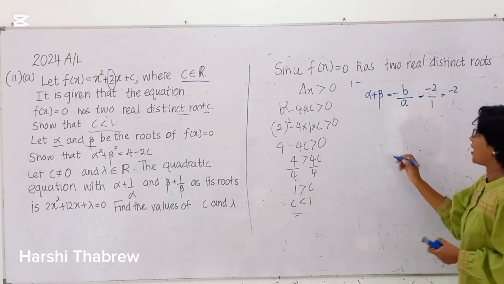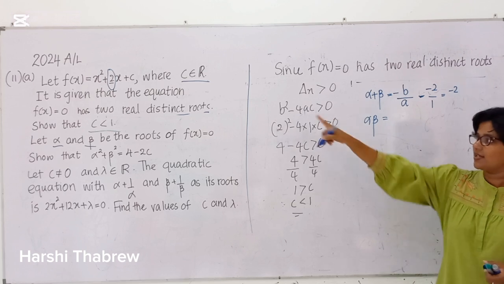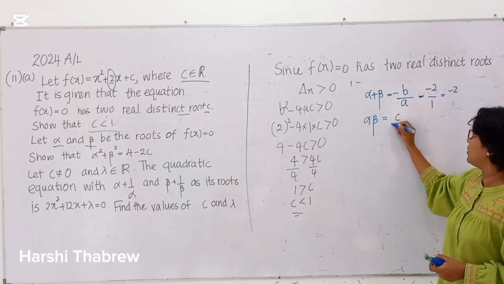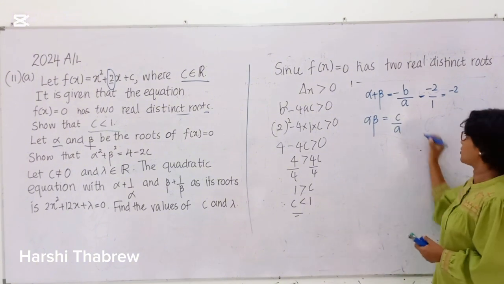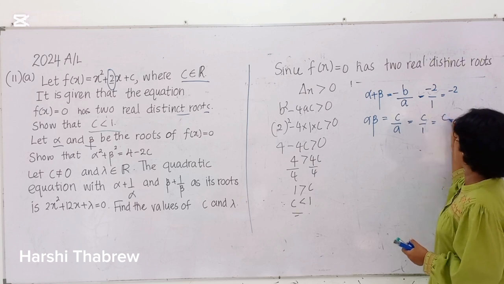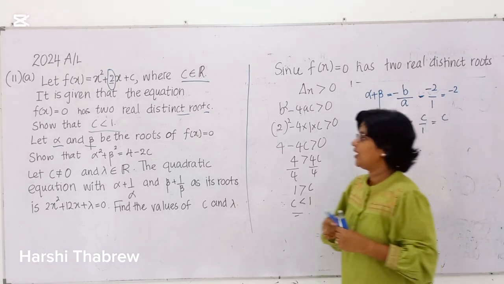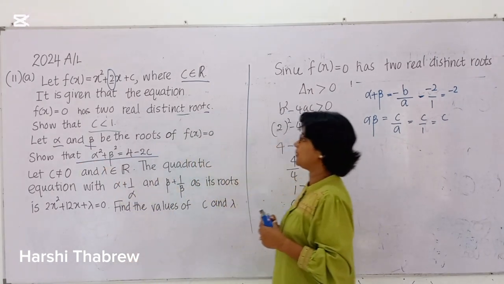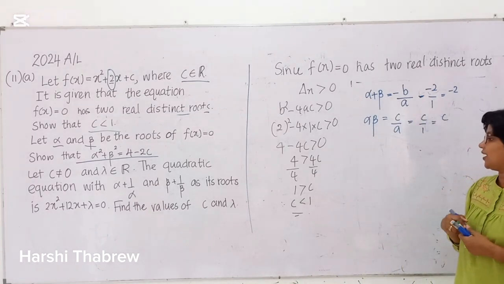Let's see the product. Alpha beta product equals c, the constant, over the coefficient of the first term of the quadratic equation. So the constant here is c itself, and 1. Therefore alpha beta product equals c. Then the next part, alpha squared plus beta squared equals 4 minus 2c, is very easy to show.